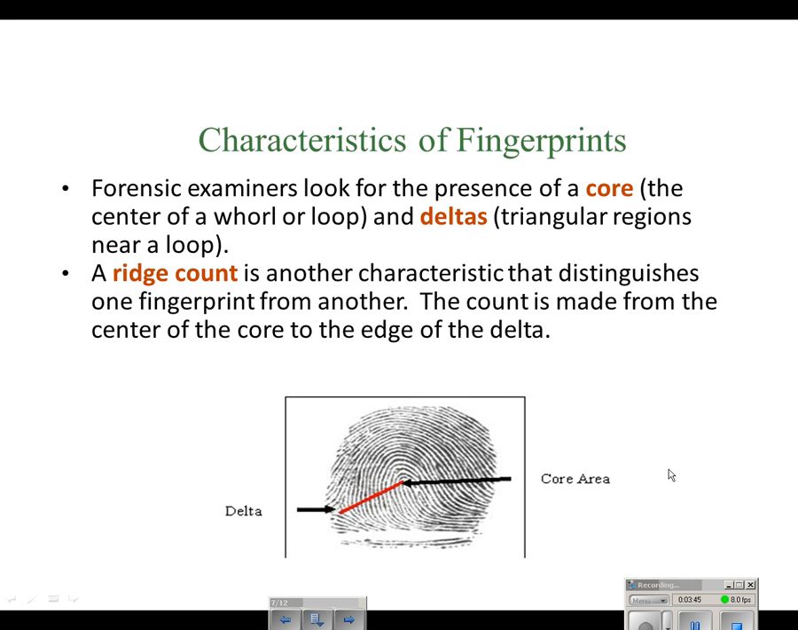And then they'll do a ridge count, which is another characteristic to define fingerprints. And the count is made from the center of the core. So they'll take the core and they'll actually count all the ridges to the outside edge of the delta. So for this red line, they're going to count from the core all the ridge patterns to the delta.